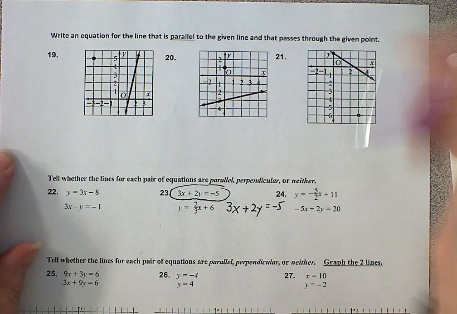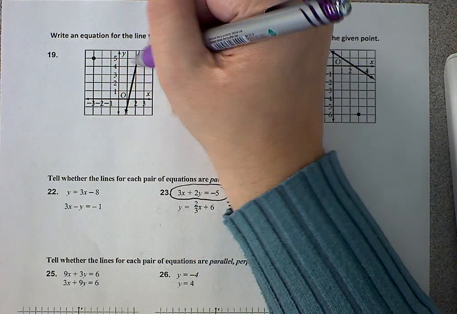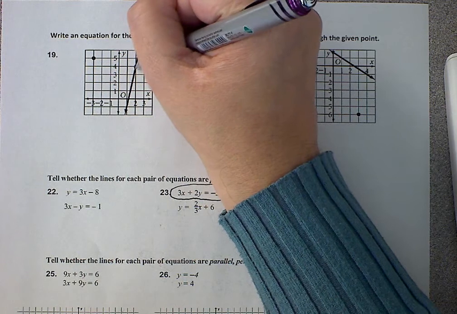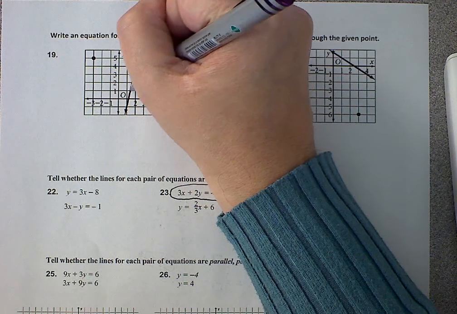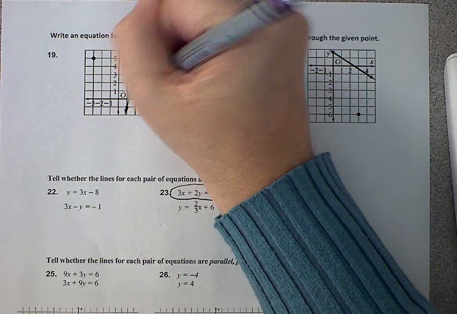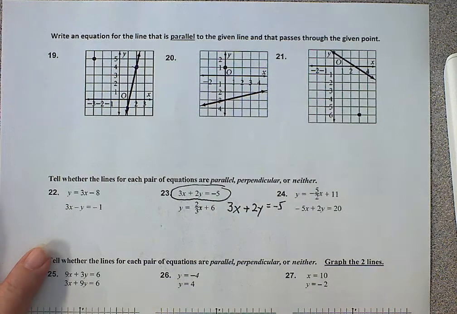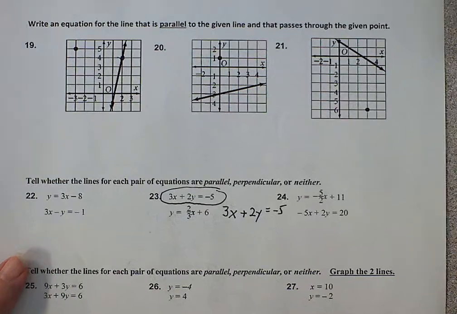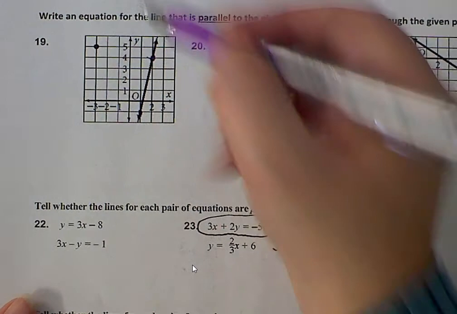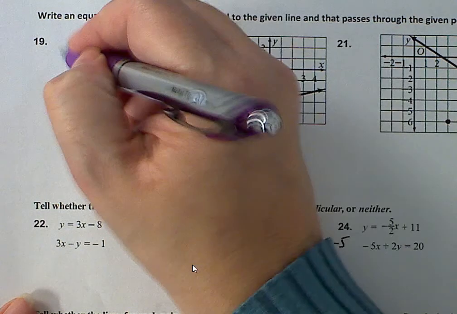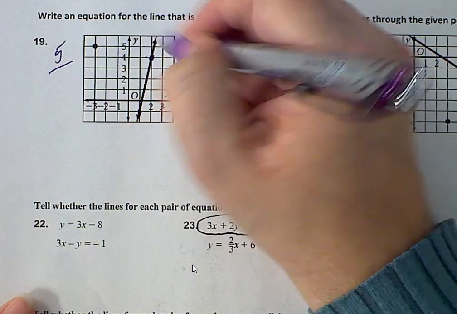So to find the slope of this line, the easiest way is to find points where it's crossing like a T. So right there and there. So my slope is rise over run. So I'm going to rise 1, 2, 3, 4, 5 and run 1.